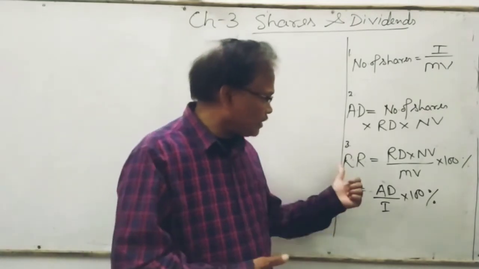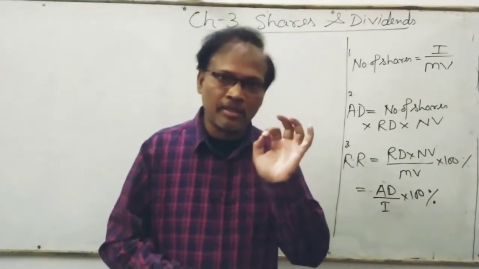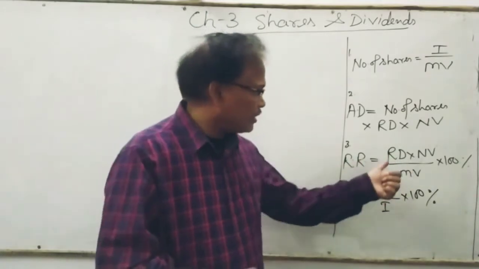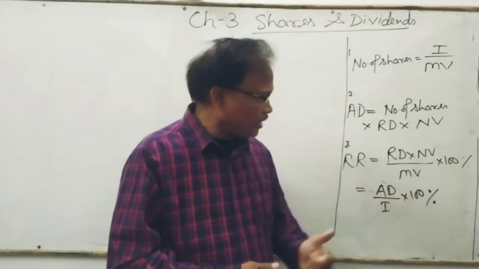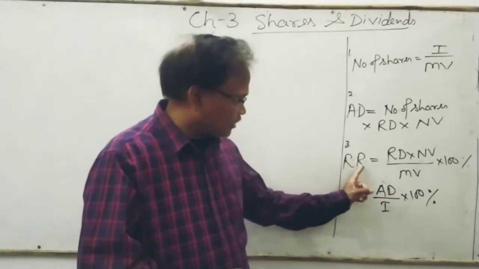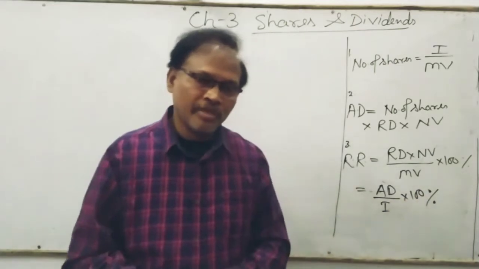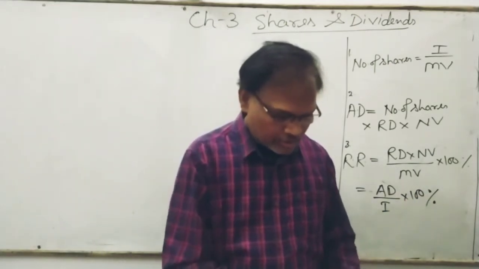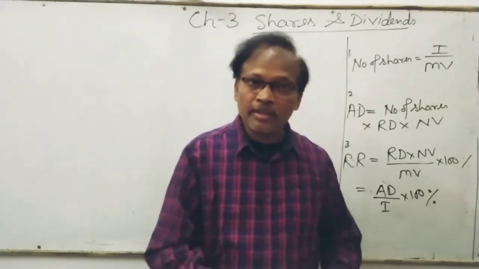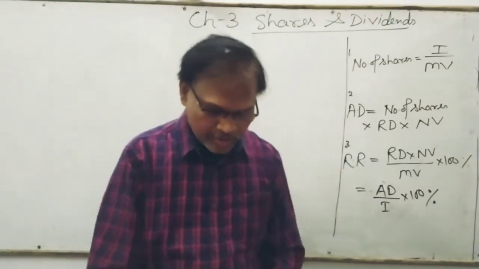The third formula is the rate of return, also known as yield, also known as profit percentage. There are two formulae. The first is RD into NV upon NV into 100%. The second formula of rate of return is annual dividend upon investment into 100%. So these are the three formulae, and only these three you will use especially in the chapter shares and dividends. This is a very simple and easy exercise.